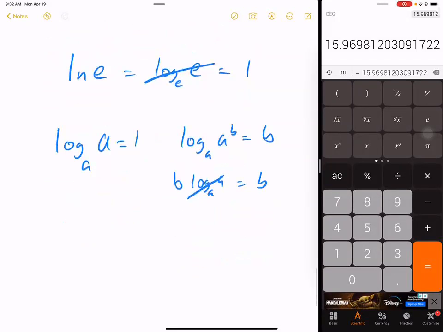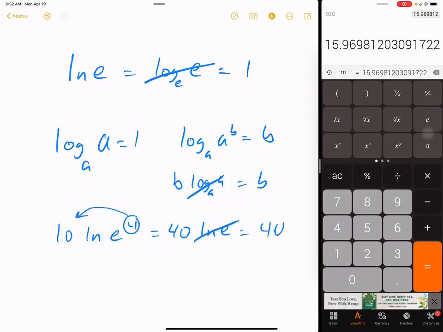If I give you something weird, like 10 natural log of e to the 4, how can I solve this one? Let's simplify it. Where does the exponent go inside the log? It goes to the front. Hey, there's a 10 waiting for me. 4 times 10 is 40. What happens to natural log of e? That cancels out to become just a 1. Answer is 40.